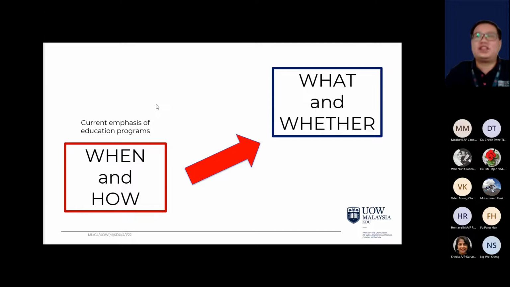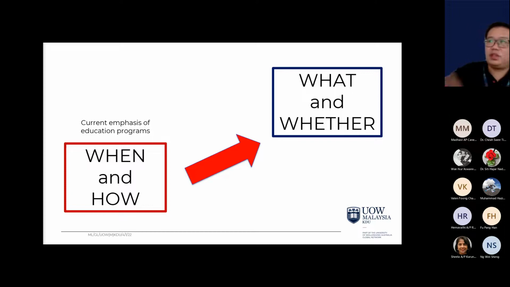Now, the current emphasis in educational programs is when and how: when to finish and how to finish. When: this is a 3-year degree, 120 credits. How: they come to class, they pay attention, attendance 80%, do assignments, finish, and they graduate. This is my certificate. I am a first-class student.